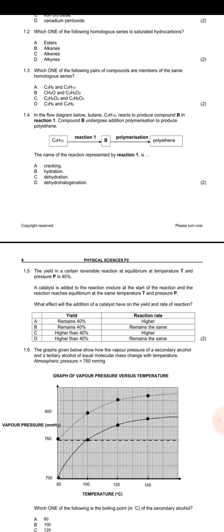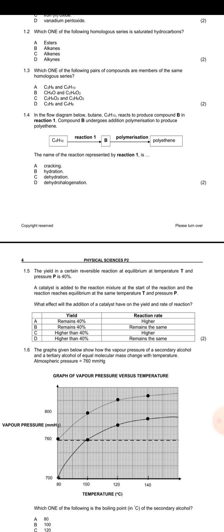1.4. In the following diagram below, butane reacts to produce compound B in reaction 1. Compound B undergoes addition polymerization to produce polyethene. Remember what I said in yesterday's lesson? The monomer for polyethene is ethene. So B has to be ethene, which is basically an alkene. Then the first molecule is butane, so from butane to an alkene, that is definitely cracking.